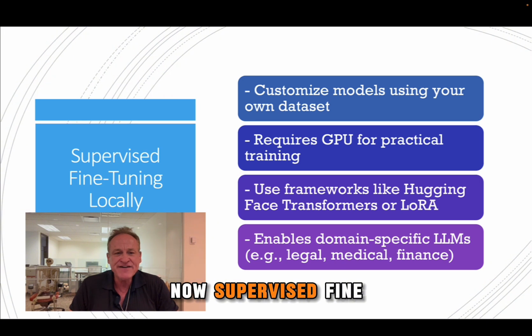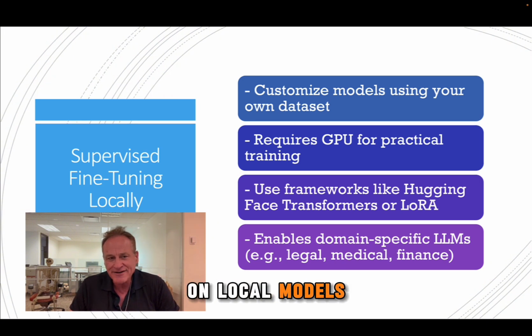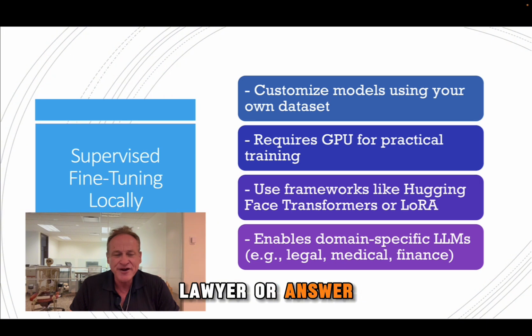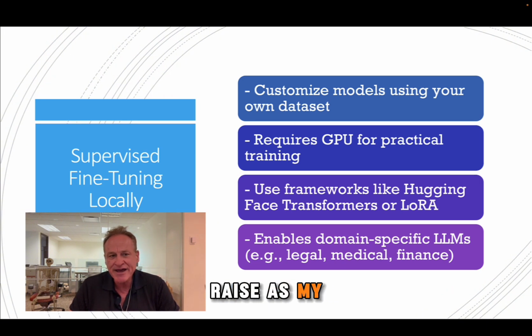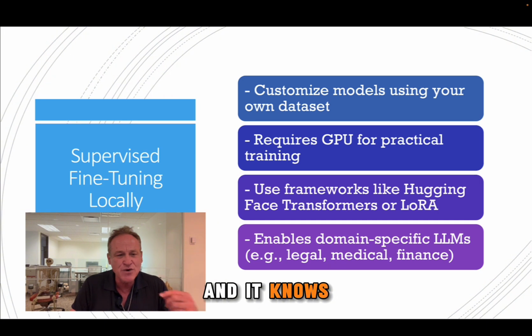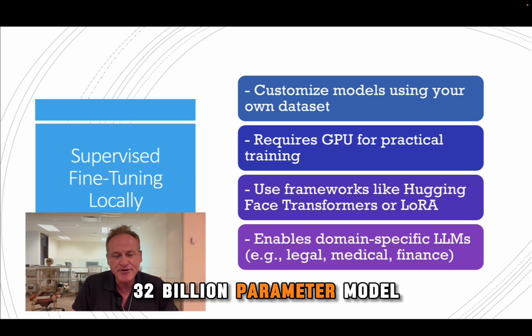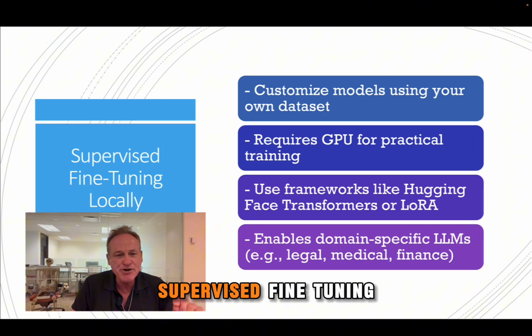Now, supervised fine-tuning is a lot more necessary on local models than it is on cloud models, because with cloud models you can basically say something like, hey, we want you to answer like a doctor, or answer like a lawyer, or answer by giving me JSON arrays as my output. You can say that to a cloud model that's got 1 trillion parameters because it's been trained and it's got so many different nuances and it knows how to act like different professions or different domains. But when you're running a local model, let's say it's a 32 billion parameter model or a 64 billion parameter model, supervised fine-tuning is one of the things that lets your model be better at what it can do.